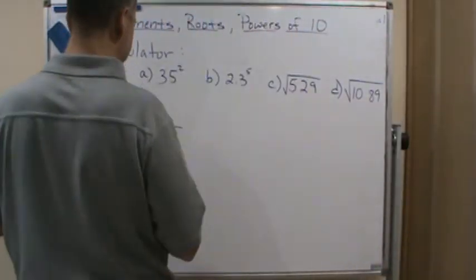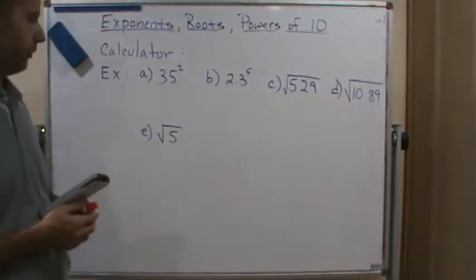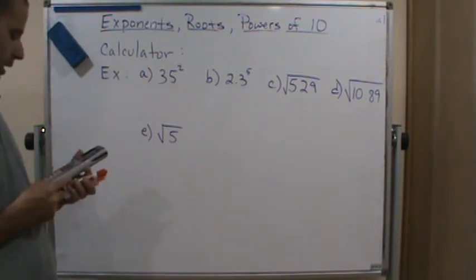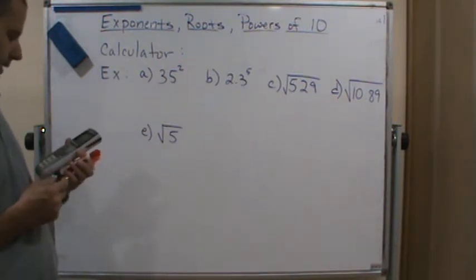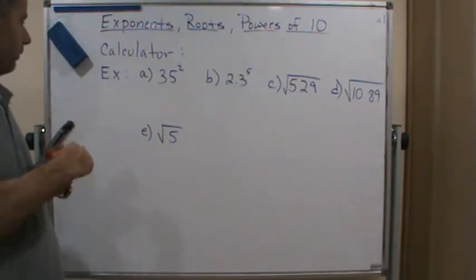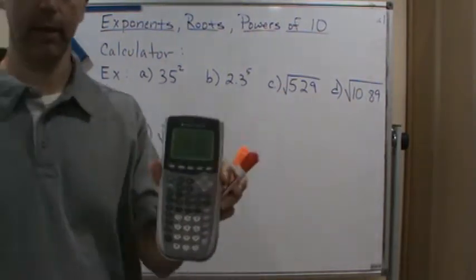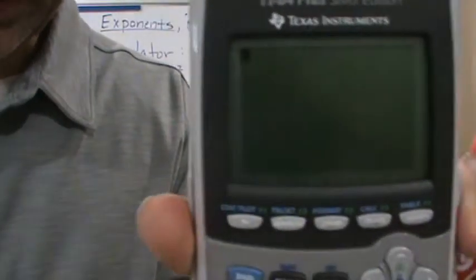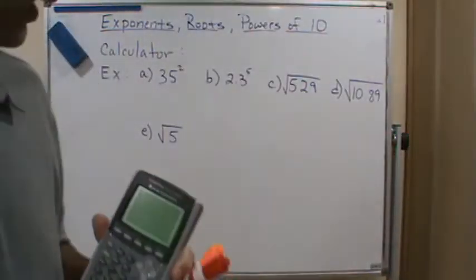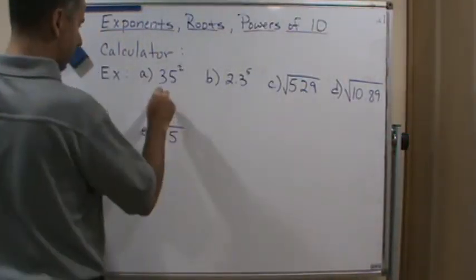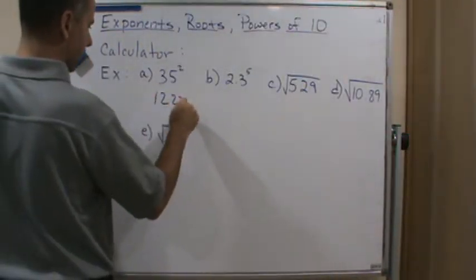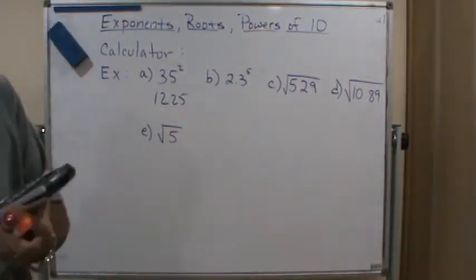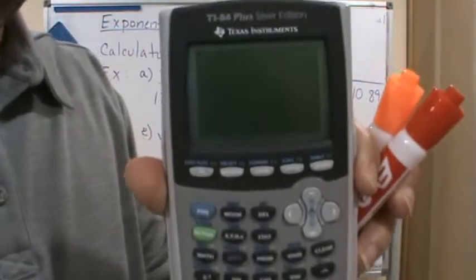35 squared, I already know that one. There's a trick for numbers ending in 5. But if you don't believe me, nothing on my calculator, see? This one is going to be 1225. So now let's verify that.